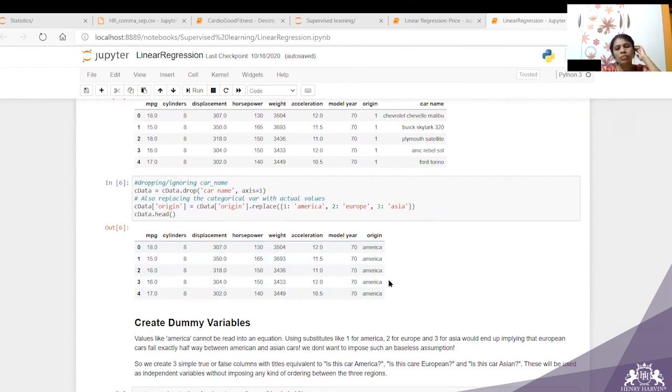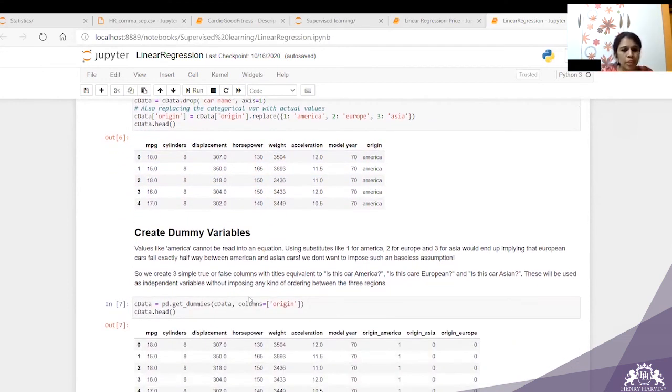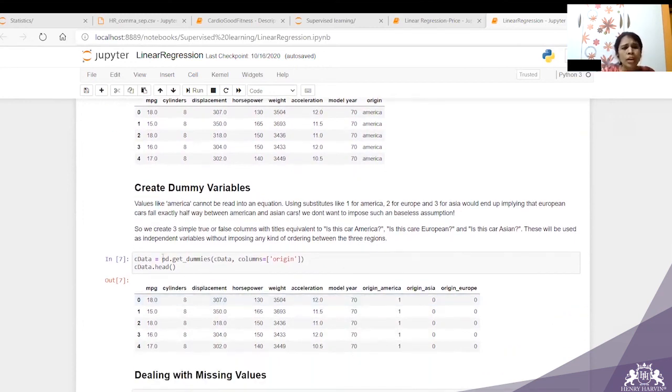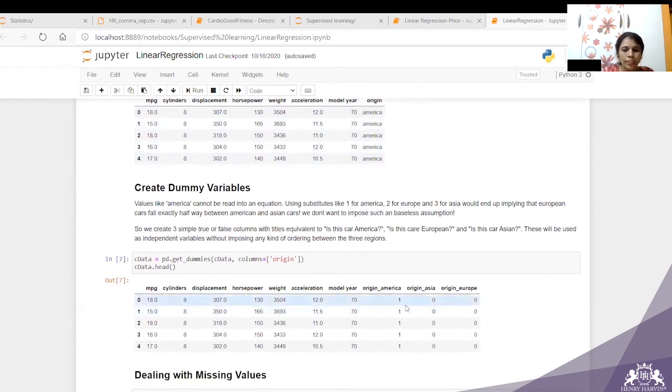Now, again, the challenge is that the machine may not be able to understand the categorical data. So what we have to do is create dummy variables for that. What is the meaning of dummy variables? The dummy variables can be created with the help of pandas, that is pd.get_dummies. So this is the data frame. And where do I want to dummify the data? In the column of origin. So the origin column will get dummified.